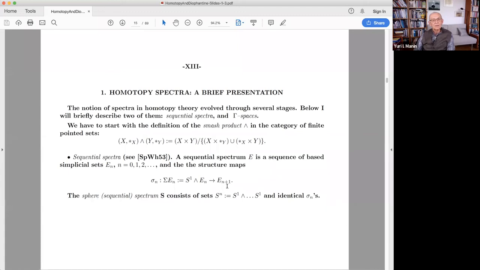And the sequence of such E_n and sigma E_n is the sequential spectrum. And the sphere sequential spectrum consists of these sets and identical S_n. And this is a kind of analog of natural numbers in the first presentation of homotopy spectra.